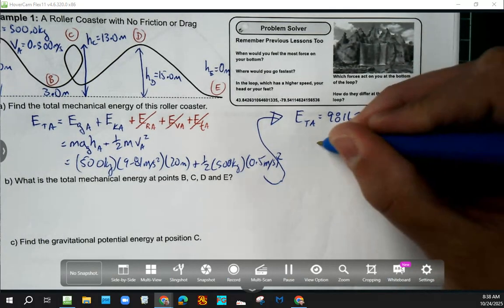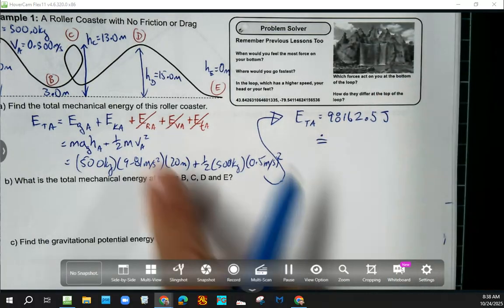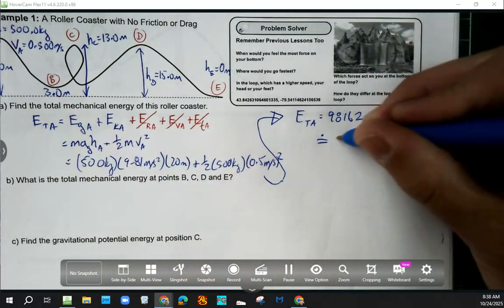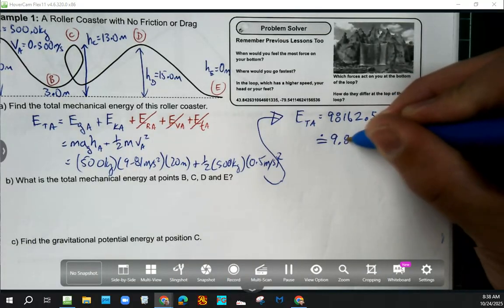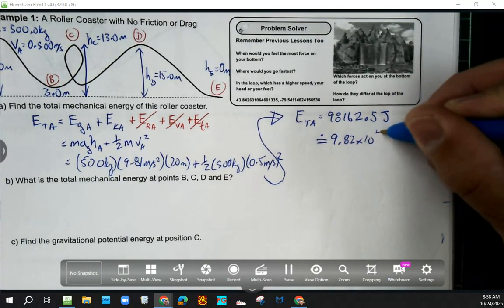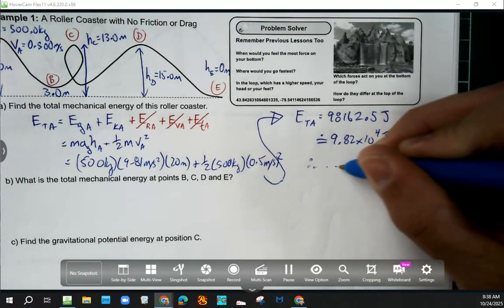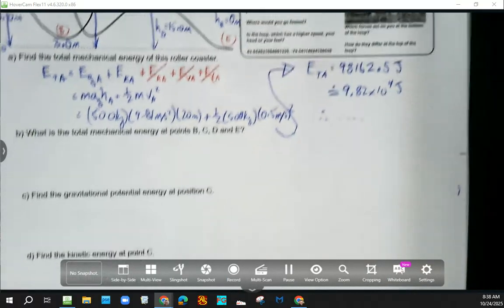And then if we're going to round off to 3 significant figures, because it looks like that's what we're dealing with here. We didn't use the 3.0. That would have been 2 significant figures. So 9.82 times 10 to the power of 4 joules. That's a lot of joules. And we could say therefore and have some sort of a statement there to contextualize the answer. But I want to go on to B.